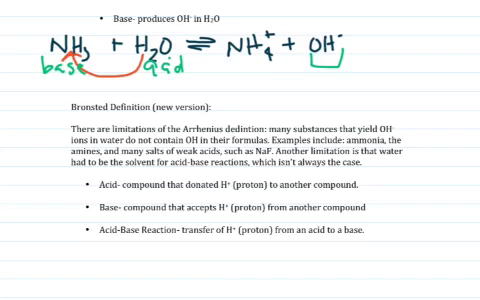So for the Bronsted definition, the acid is a compound that donates a hydrogen proton to another compound. A base is a compound that accepts a hydrogen proton from another compound. And the acid-base reaction just means the transfer of the hydrogen proton from an acid to a base. So as you can see, when I was doing the ammonia to make ammonium, I actually was looking at the Bronsted definition because the Arrhenius definition just didn't make sense.